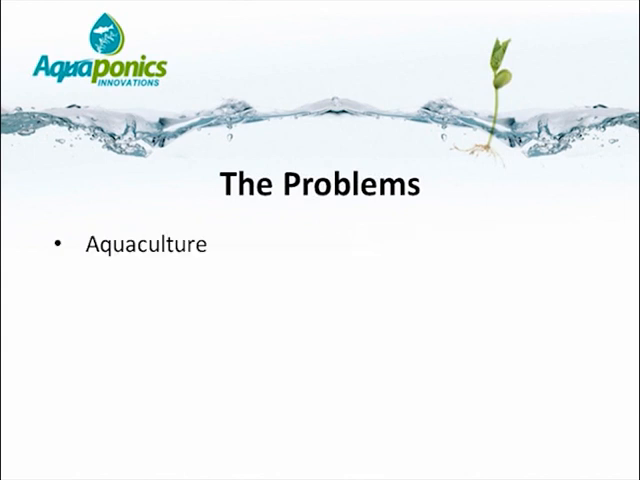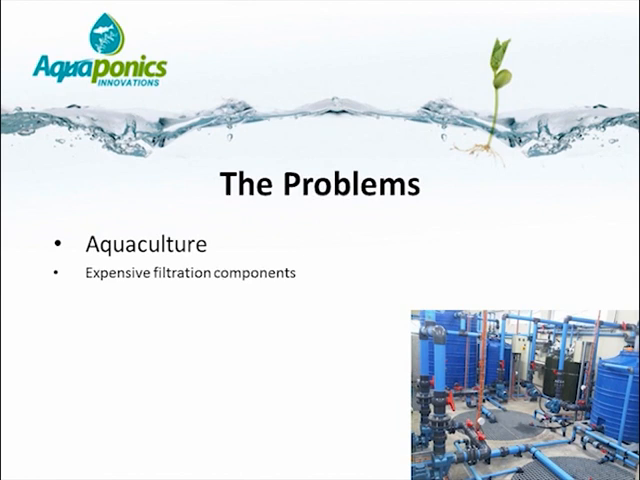If we look at aquaculture as an industry, there are challenges within this industry itself. First of all, there are expensive filtration components. Secondly, the dissolved wastes released by the fish accumulate within the system, and this cannot be allowed to happen. So we need to clean the filters on a regular basis, which means the waste produced by the fish, which is in fact a nutrient source, is dumped, and it's dumped with water. So we're losing the nutrients and we're losing water from the system on a daily basis.